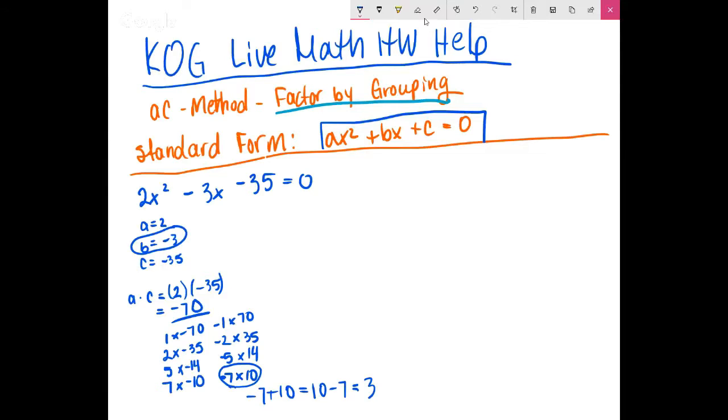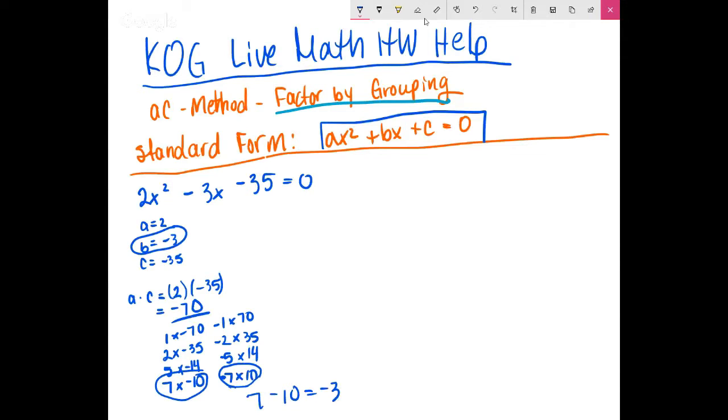Ooh, no, it's not. That's not the one. We wanted -3. So actually, we're going to have to go with this one. Womp womp. Teachers make mistakes too. All right, so 7 minus 10 is -3. There you go. Okay. So that's an example of a mistake you can make when doing factor by grouping.